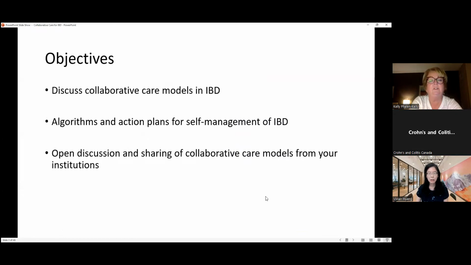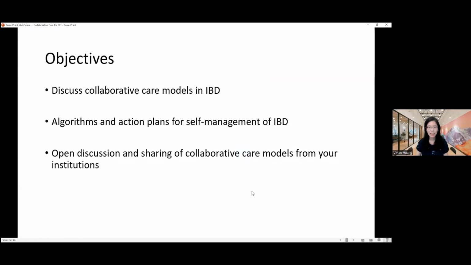The three objectives I hope to cover in the next half hour or so are to discuss the collaborative care models. And I believe there might be an option for you to type in the chat box, but I'd be curious to hear people's different models and approaches in your own institutes and clinics. And then just a brief discussion of some algorithms and self-management plans that I've used in my clinics, but I'm curious as well to hear what other people are using. And then I will have time for open discussion and sharing of each other's collaborative care models in your institutes.